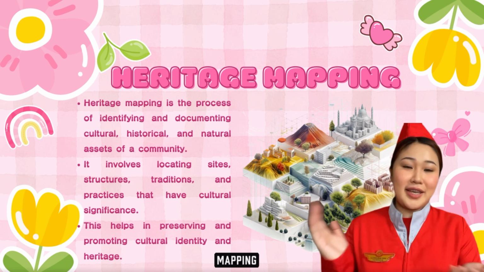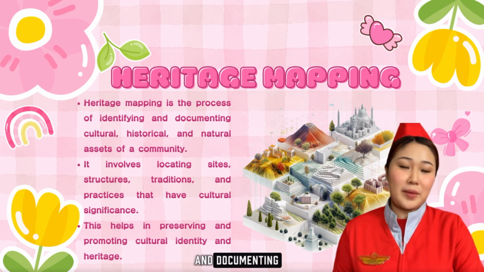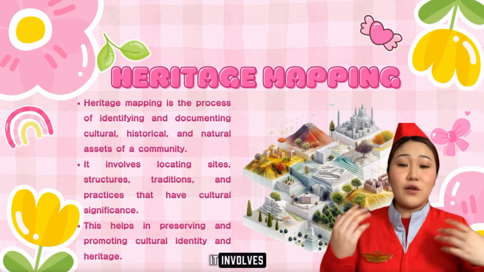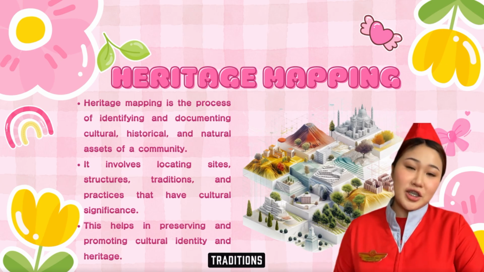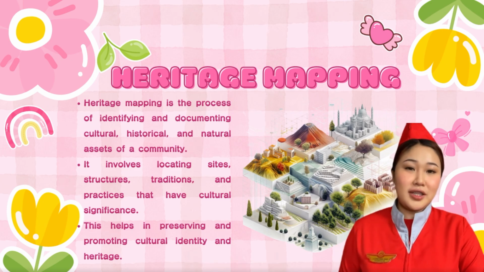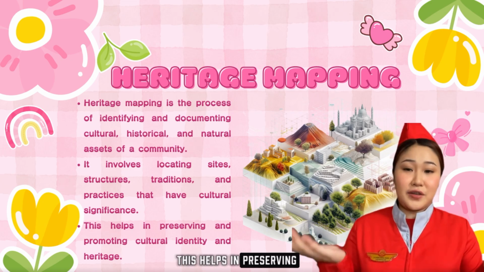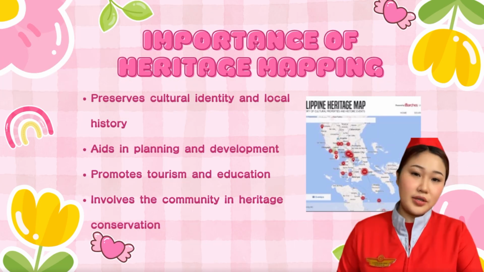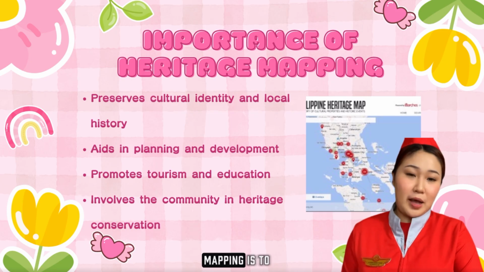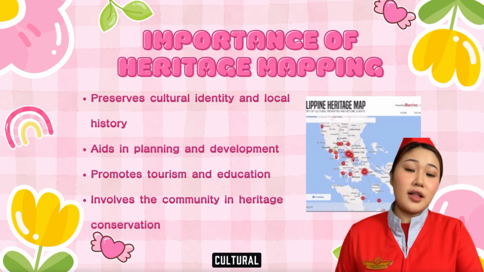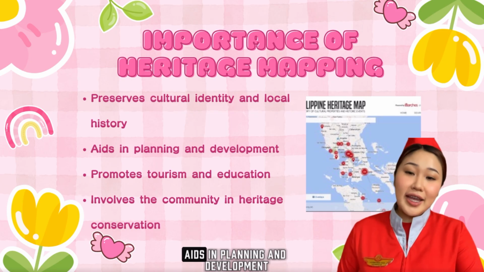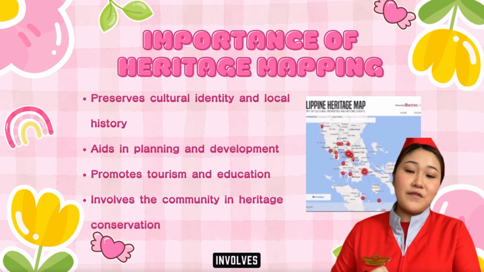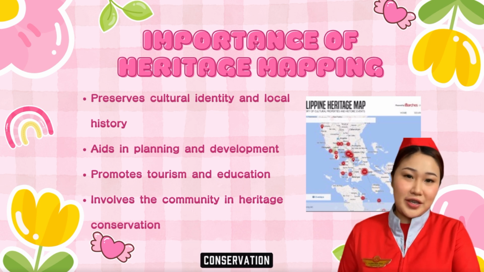Heritage mapping is the process of identifying and documenting cultural, historical, and natural assets of a community. It involves locating sites, structures, traditions, and practices that have cultural significance. This helps in preserving and promoting cultural identity and heritage. The importance of heritage mapping is to preserve cultural identity and local history, aid in planning and development, promote tourism and education, and involve the community in heritage conservation.